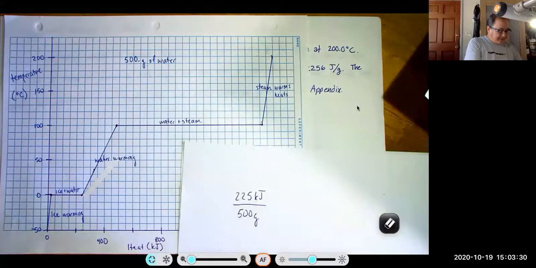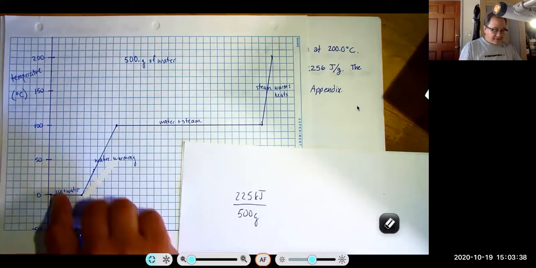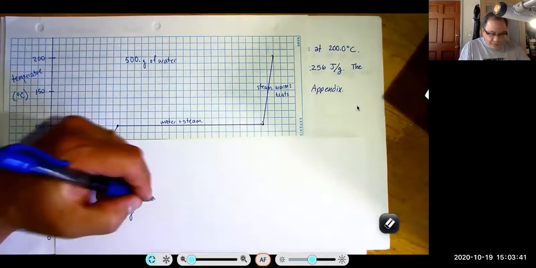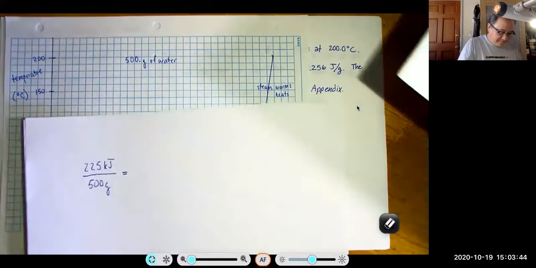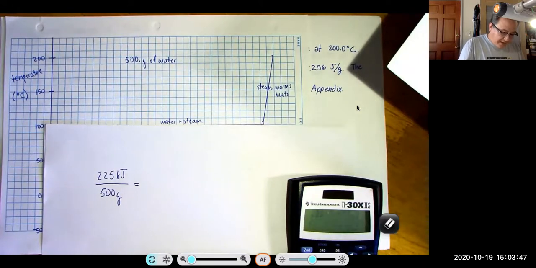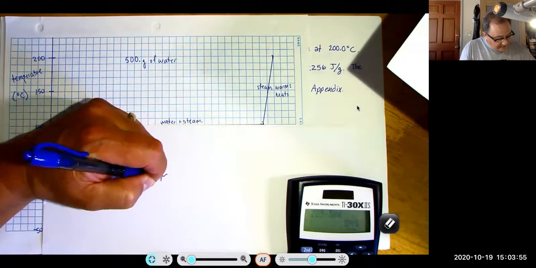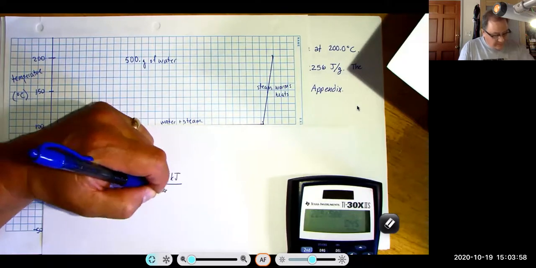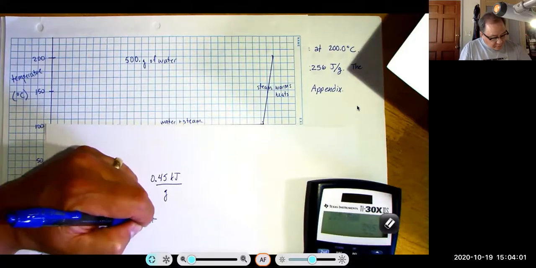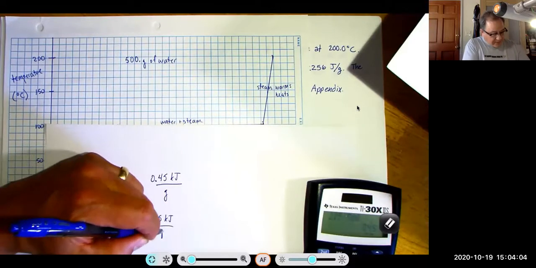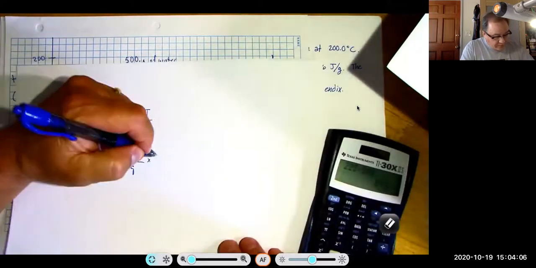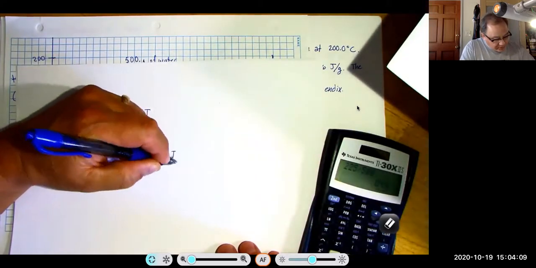And this is a rough estimate again. Again, this is 200, this is 400. So I'm saying this is around 225 if we take into account that little sliver. So here, when we do the math, let's see what we get. 225 divided by 500, which is about 0.45 kilojoules per gram. And now I'm going to take the 0.45 kilojoules per gram and multiply by 1,000 joules per 1 kilojoule.